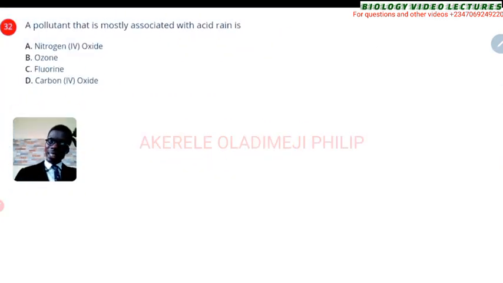A pollutant that is mostly associated with acid rain. That would be nitrogen oxide. Yes, I know that nitrogen oxide basically can be part of that. So we can work with this. Even sulfur oxide also can be part of a constituent that leads to formation of acid rain, as it were.